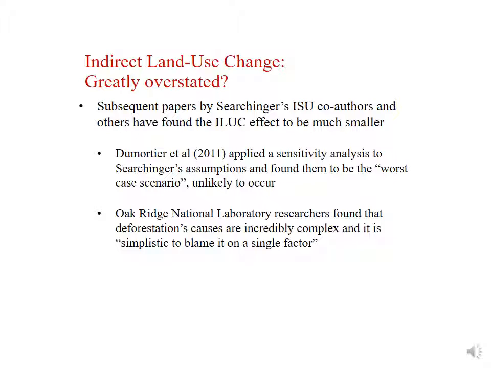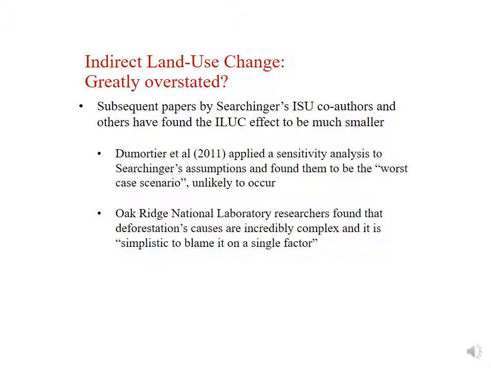Subsequent papers, actually by some of the collaborators in Searchinger's paper, many of whom are faculty here at Iowa State University, have found that small changes in the assumptions of the study resulted in dramatically smaller indirect land use effects. And so in 2011, several years after the Science paper, Dumortier and other faculty that were involved in the first study applied a sensitivity analysis.